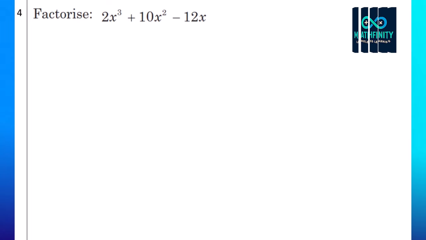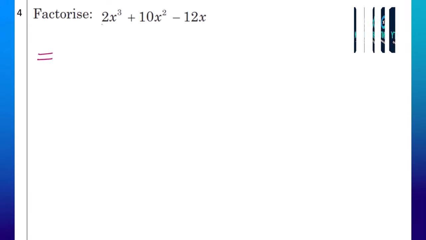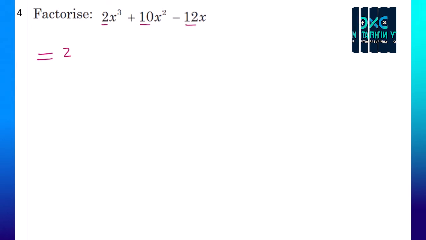Question number 4. Factorize 2x cube plus 10x square minus 12x. This is called a cubic equation because the highest power is 3, and x is common and 2 is also common from all these terms. So whenever you have a cubic, first try to take common. Here we can take 2 common because 2, 10, and 12 are all divisible by 2. So we can take 2 common and x also we can take common.